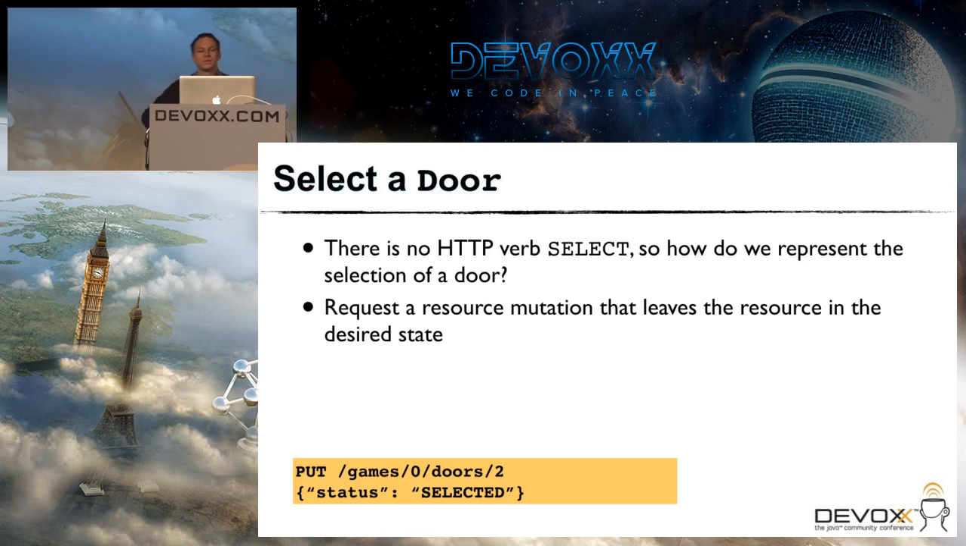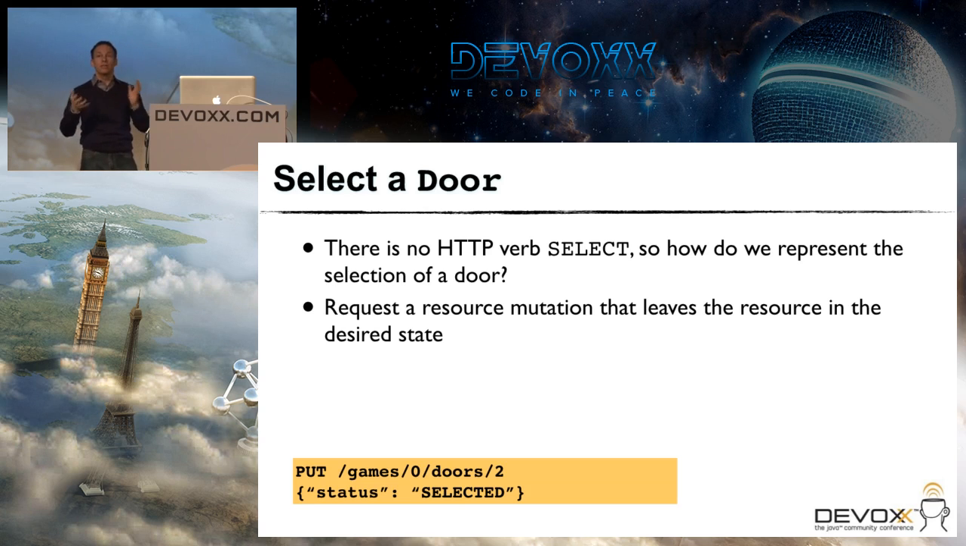There's no HTTP verb called select, right? That's the next step that we need to do. How do we represent the selection of a door? And I would say this is definitely where most people get caught up and have trouble, is these verbs that don't necessarily match what the server gives us. And so traditionally, this is done wrong.